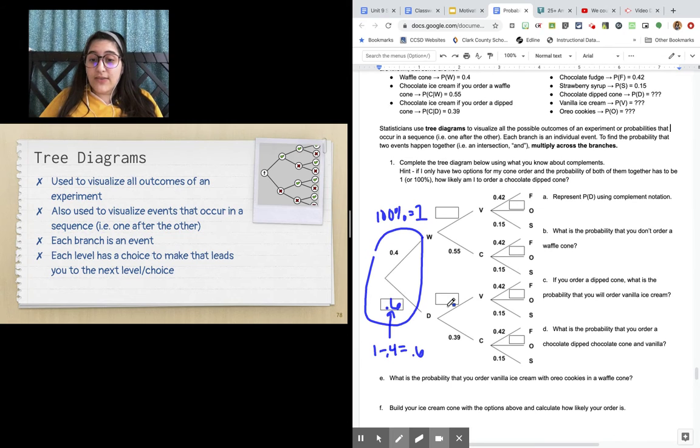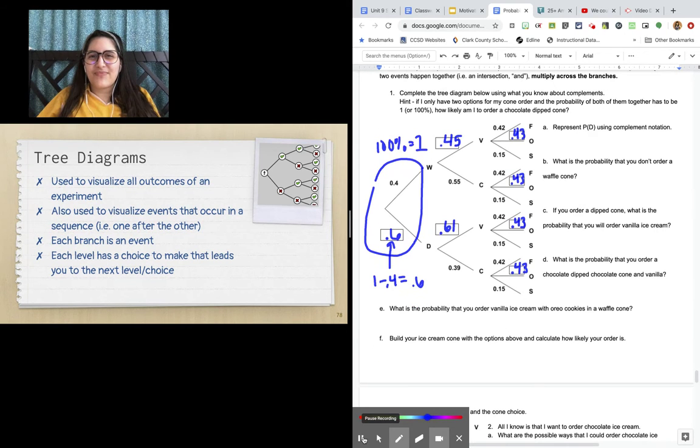I want you to give it a try and see if you can fill in these other missing values. What I want to note for you is that on the third level, you're going to get the same number in all 4 of these boxes. So give it a try and then come back and check it with me in just a minute.